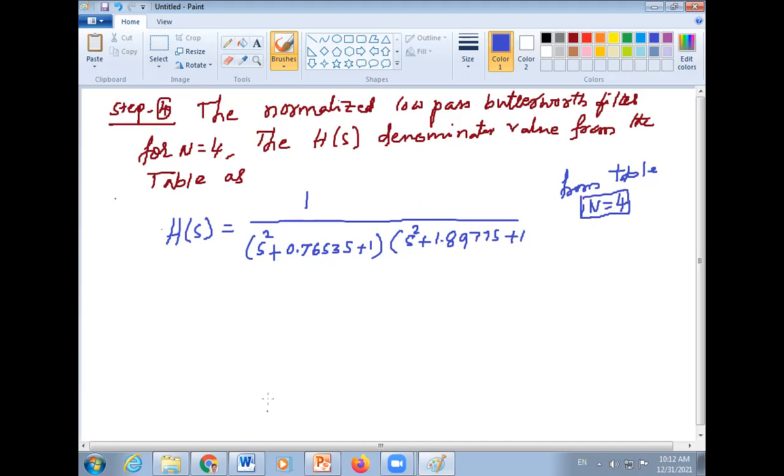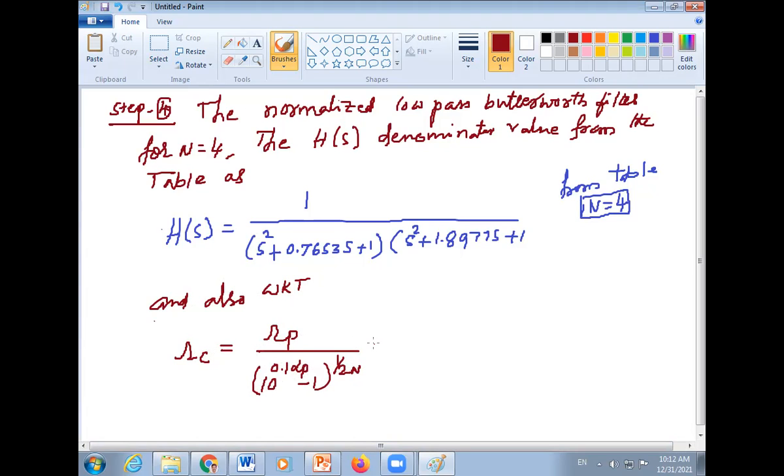And also we know that omega c equals omega p divided by (10 to the power 0.1 alpha p minus 1) whole to the power 1 by 2n.